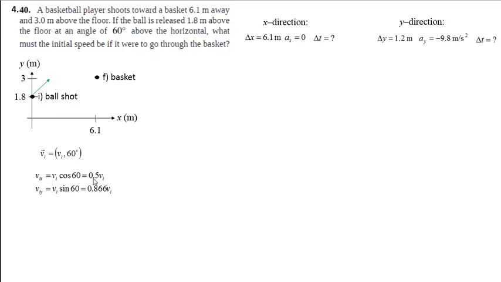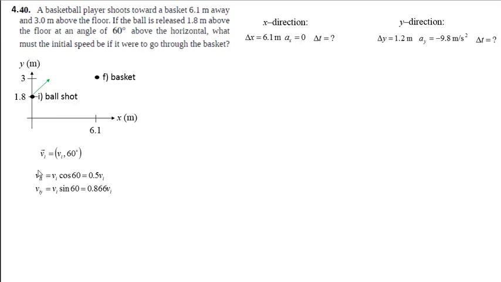So cosine of 60 is just 0.5. And v initial, that's the initial speed. I don't know what that is, but that's what they're asking me about. What is the magnitude of my initial velocity? I can figure out the y component by writing the magnitude times sine of 60, and sine of 60 is 0.866 times v initial. And again, v initial is that unknown initial speed.